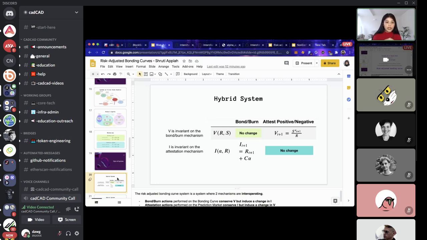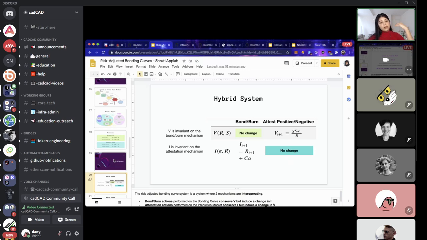Invariance basically relates one particular quantity or state variable in the system to another state variable in the system, such that at any point in the system, that particular relationship is conserved. So we have two local invariants. We have invariant V, which is on the bonding curve. And then we have invariant I on the attestation or the prediction market.